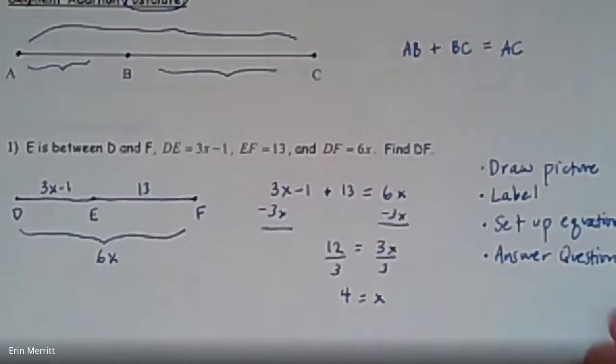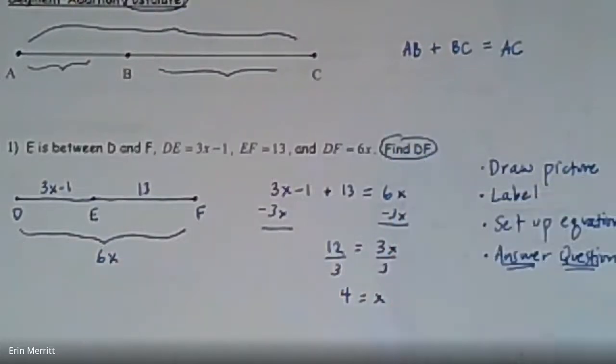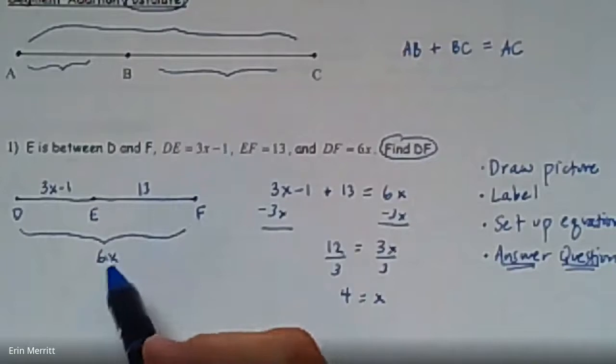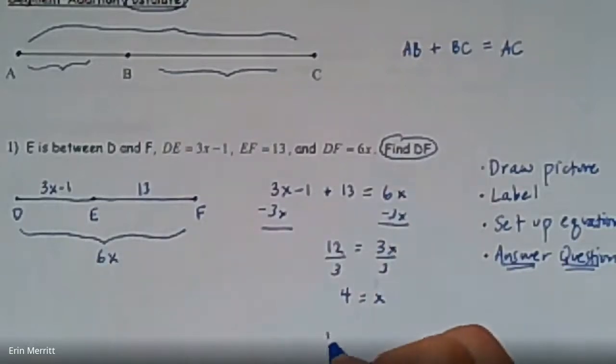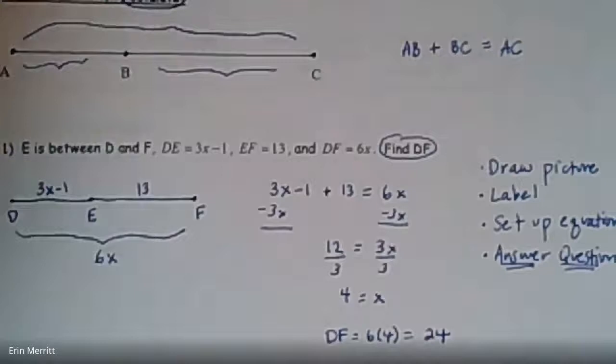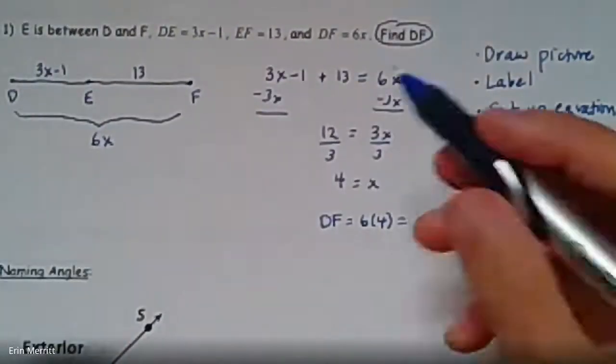The last thing, it is important: you want to make sure you actually answer the question. It asks you to find DF. That's the whole length. So you could plug in here and add them, or I could plug directly into the 6x. So DF is 6 times 4, or 24. And because no unit of measure was given, oops, sorry, I'm a little off the page there. You don't have to worry about it. Just simply leave it as 24, and that's perfectly fine.